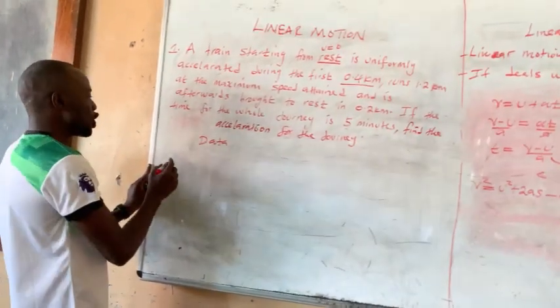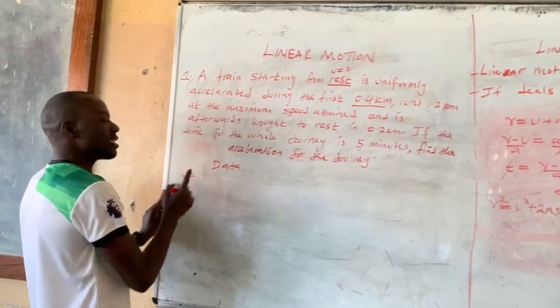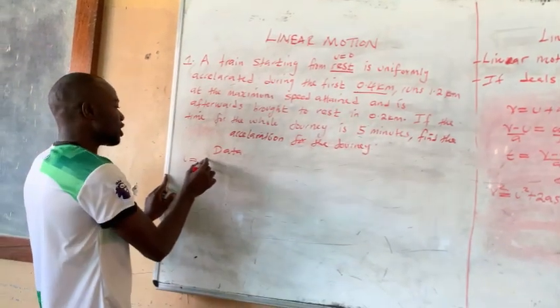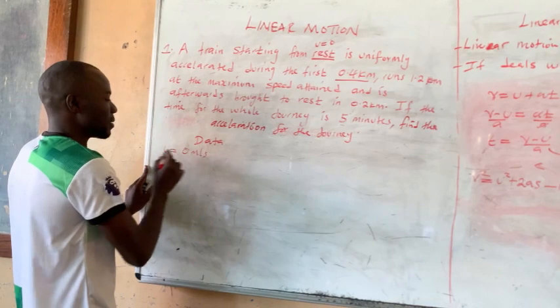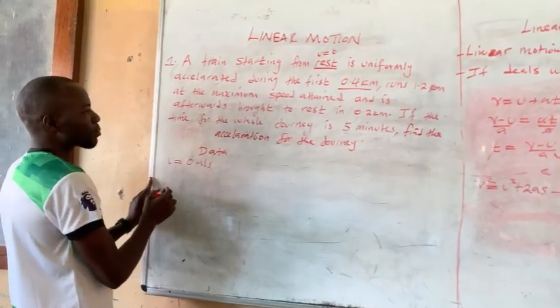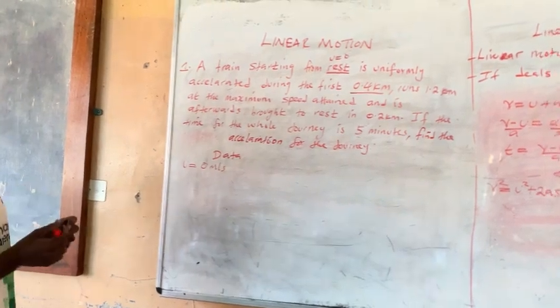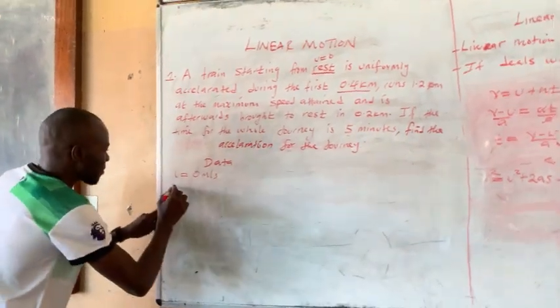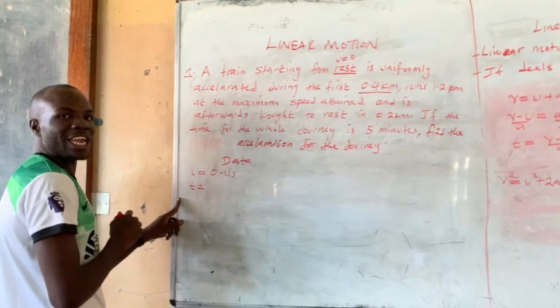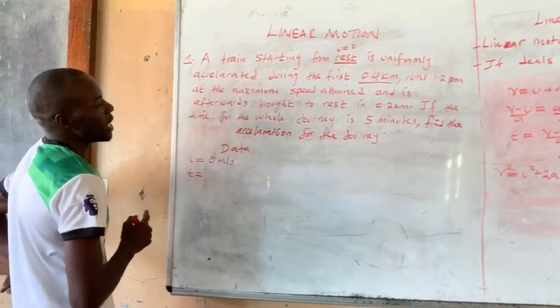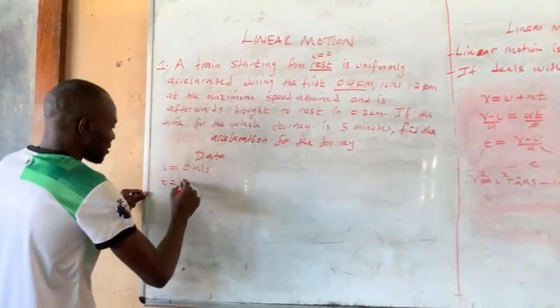We are given the initial velocity. Since it is starting from rest, the initial velocity is 0 meters per second. We're not given the final velocity. We're also given the time, the time for the whole journey, which is 5 minutes.